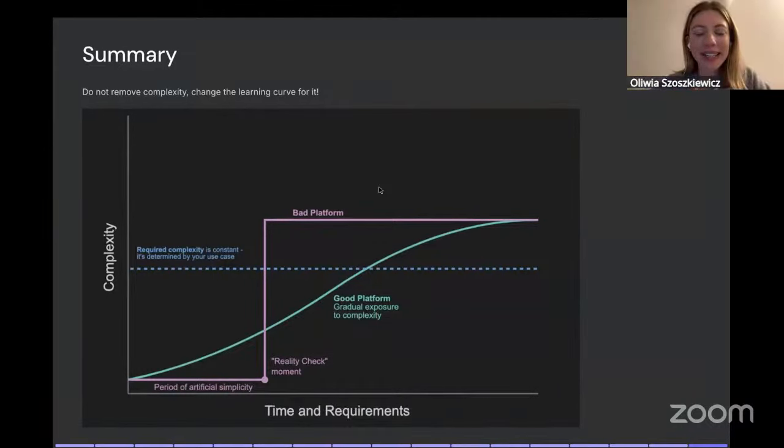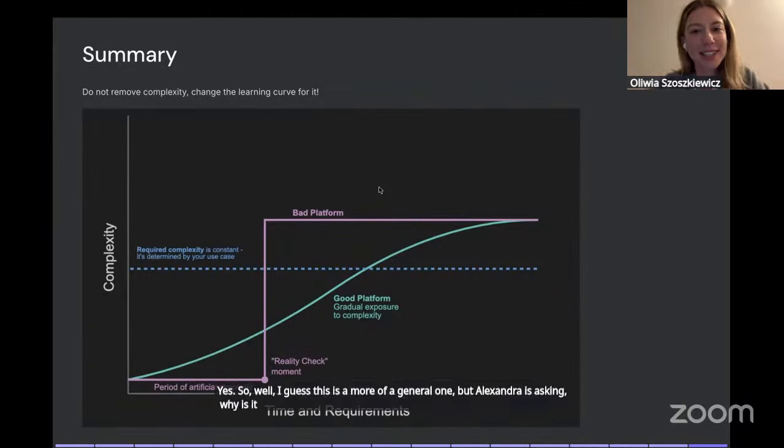Yes, so I guess this is more of a general one, but Alexandra is asking why is it usually Kubernetes? Multiple workload types should not be deployed in a container environment, and moving it to Kubernetes just because I have a system built from scratch to act as a platform is sometimes a really bad idea.